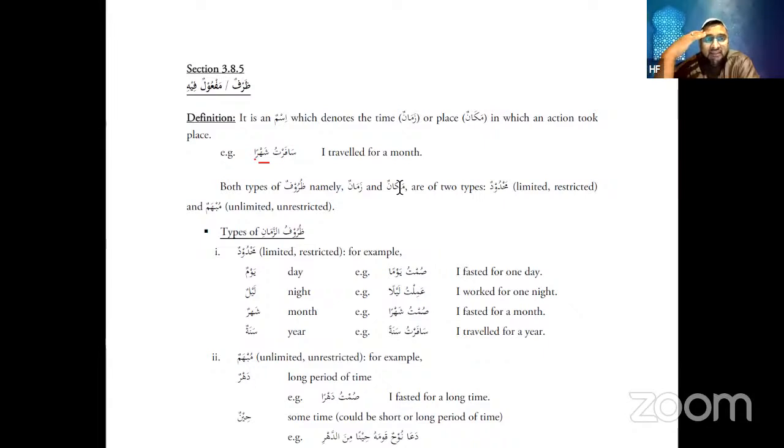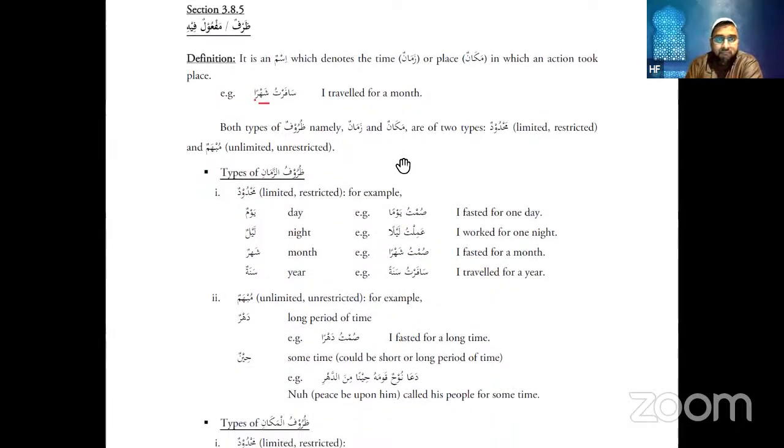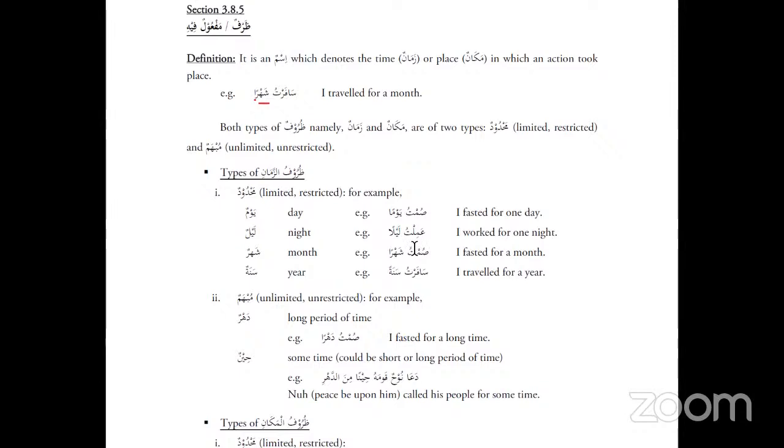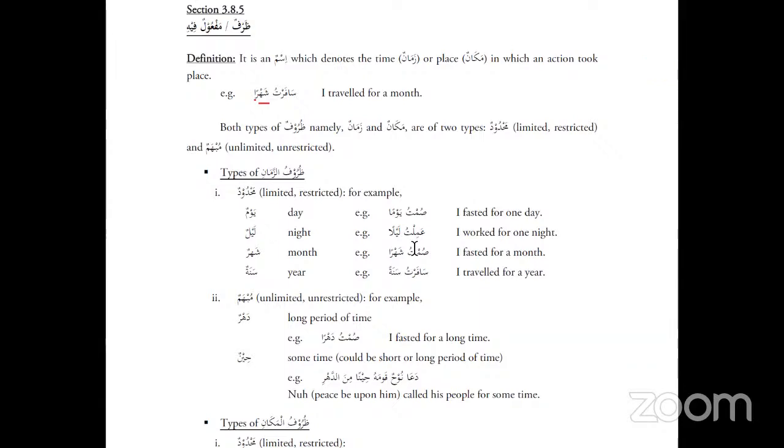So Allah said, Bismillah. It is an ism which denotes... Bismillah ar-Rahman ar-Rahim. It is an ismun, or a noun which denotes the time, zamanun, or place, makanun, in which an action took place. Correct. Example: Safartu shahran. I traveled for a month. Excellent. Both types of zuruf.